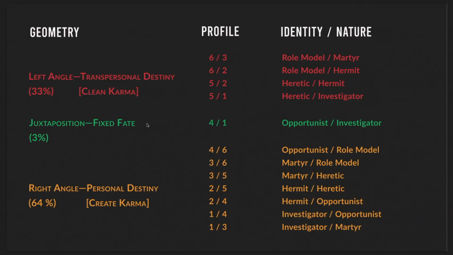And so if we look at the right angles, they create the karma because they're living this very personal destiny. Whereas the left angles are cleaning the karma because they are a transpersonal destiny, right? They are universalizing. They're the publicity.